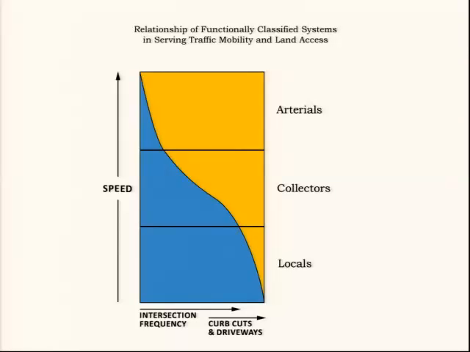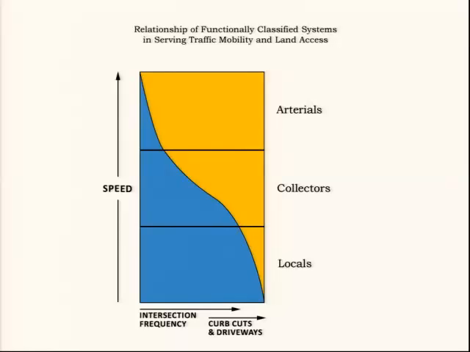Here's the diagram decoded. Mobility is the vertical axis and essentially means traffic speed. And that's what gets the most attention from engineers and reformers. But it's land access that has the real power to shape the form of the built environment.